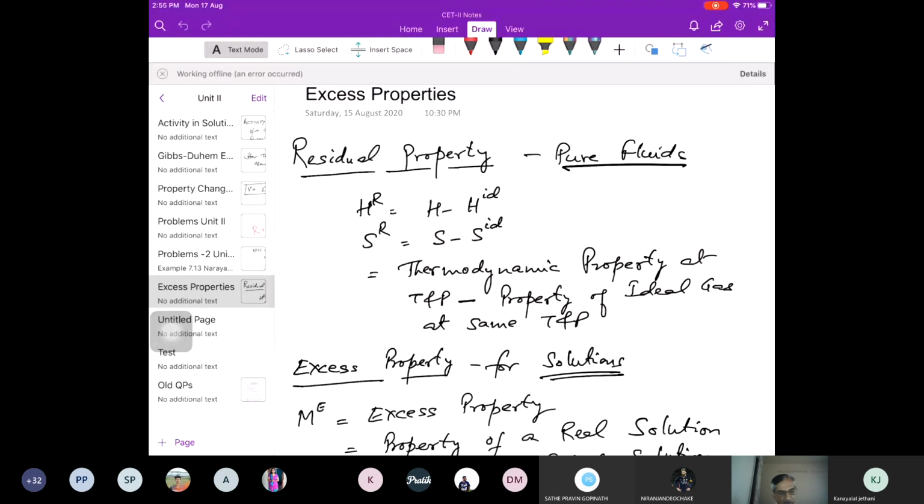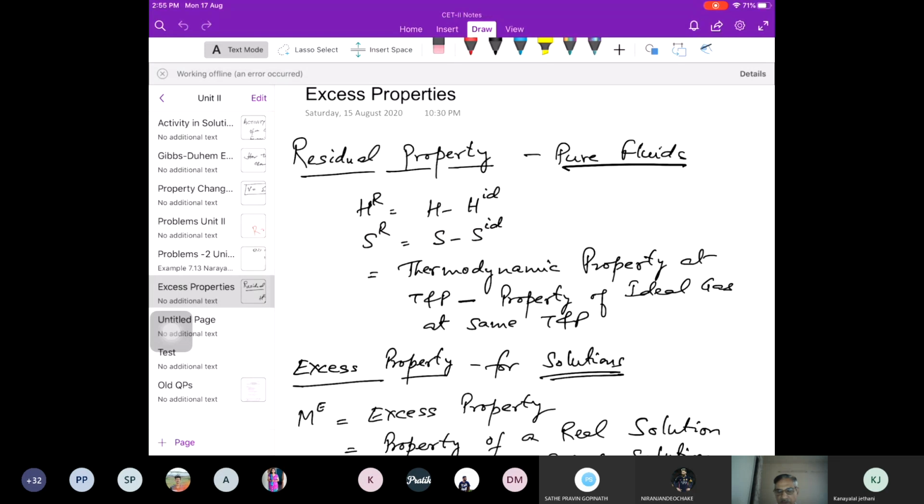So क्या क्या किया हमने अभी तक यूनिट 2 में? टॉपिक्स याद है किसी को? नहीं याद है. Okay, so we have seen volume change on mixing, enthalpy change on mixing, Gibbs change on mixing, सब देखा, right? Now we'll look at excess properties because that will help us define activity coefficient.